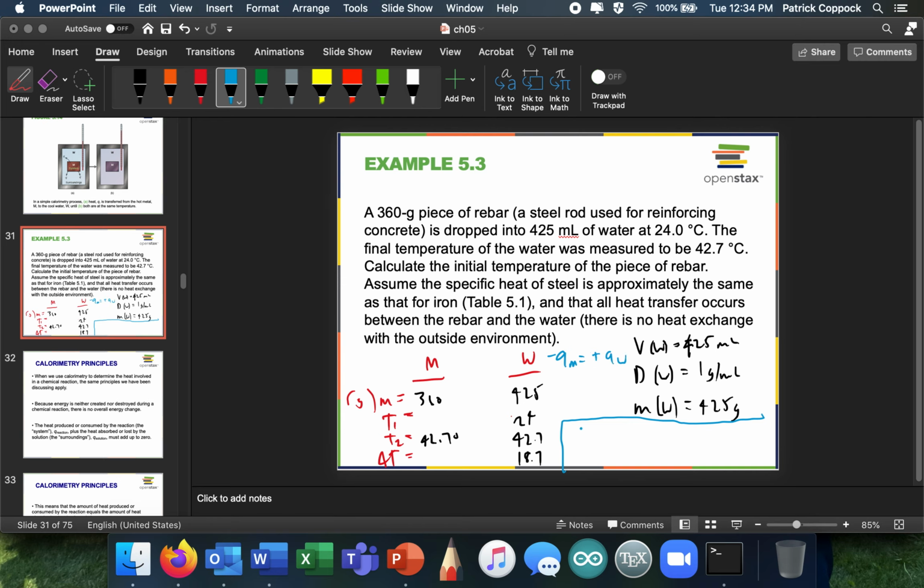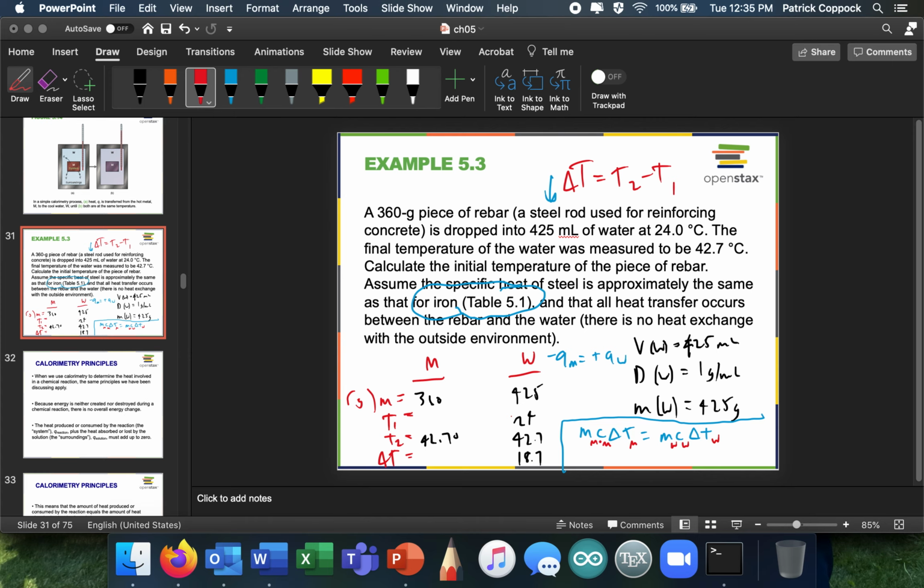So this is going to go mass of the metal, specific heat of the metal. It's steel. We've got to look that up. Table 5. We're going to use iron. Okay? So MC delta T is equal to MC delta T of the water, right? This is the water here. And this is the metal. The mass of the metal and the specific heat of the metal and the temperature of the metal, okay? And you also know that delta T is T2 minus T1, right? So with this information alone, you can solve this equation.